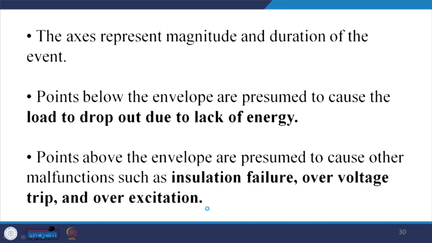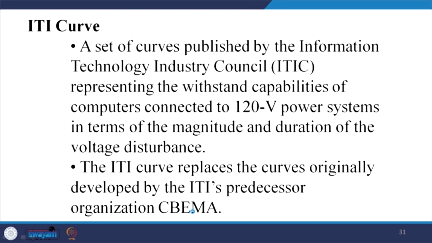So, that is what let us describe. The axis represents the magnitude during the event. The points below the envelope are presumed to cause load dropout or lack of energy. The points above the envelope represent causes of malfunction such as insulation failure, overvoltage and overexcitation.